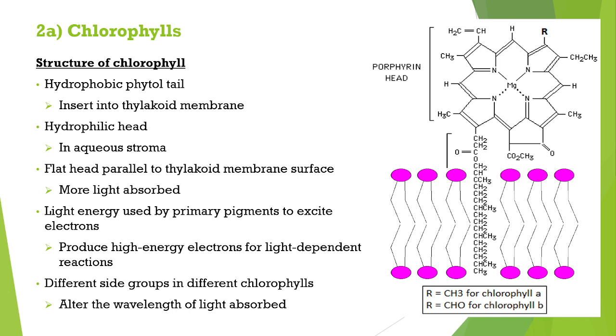So you can imagine, on the thylakoid membrane, you have many different chlorophylls. Together, they can absorb a wider range of wavelengths or colors within the blue, violet, and red region. So that increases the amount of light that can be absorbed as well. So that's how chlorophyll helps to absorb light.